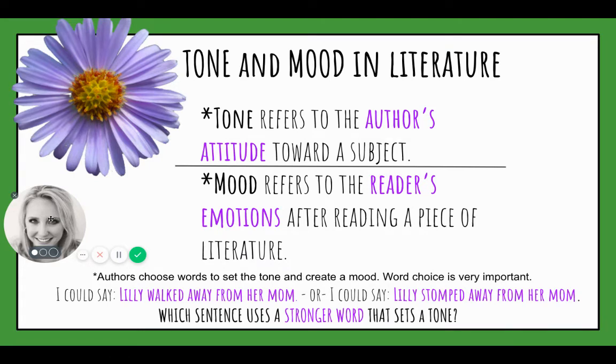I mean, I could say Lily walked away from her mom, or I could say Lily stomped away from her mom. The author used stomped to set the tone that Lily is frustrated. And it's as if we are right there in the situation and understand that the mom probably said no to Lily and Lily is stomping off and she's mad. I mean, which sentence uses a stronger word that sets the tone?